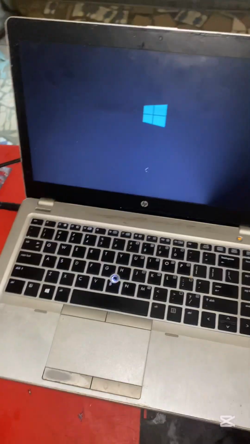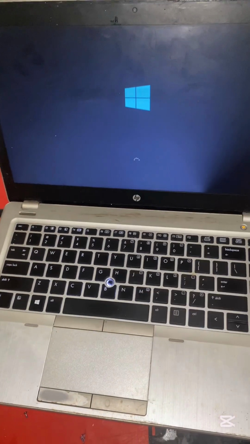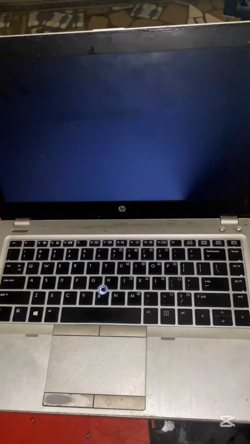Now we are turning on the system. We are trying to boot it, and the system is booting. It's booting. So congratulations to us. The problem is RAM.